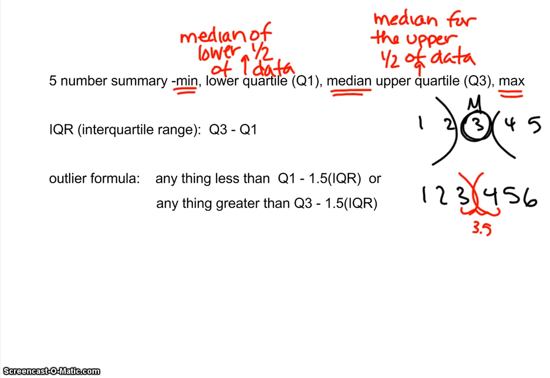Interquartile range, that's simply our upper quartile minus our lower quartile. What that does is give us our middle 50% of our data, because quartiles break it into quarters.